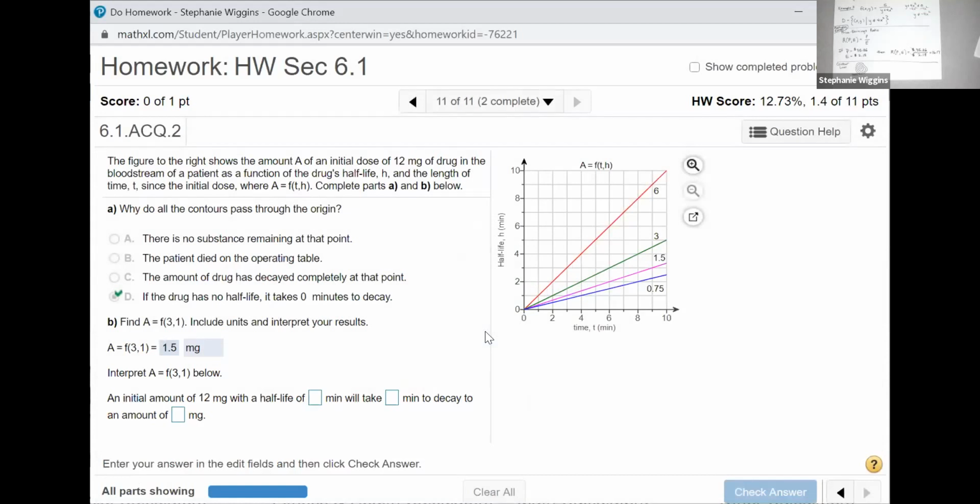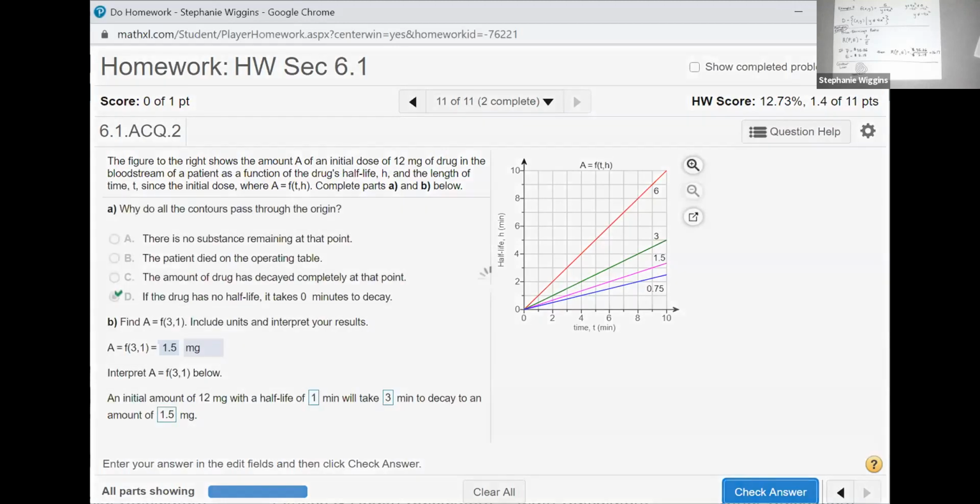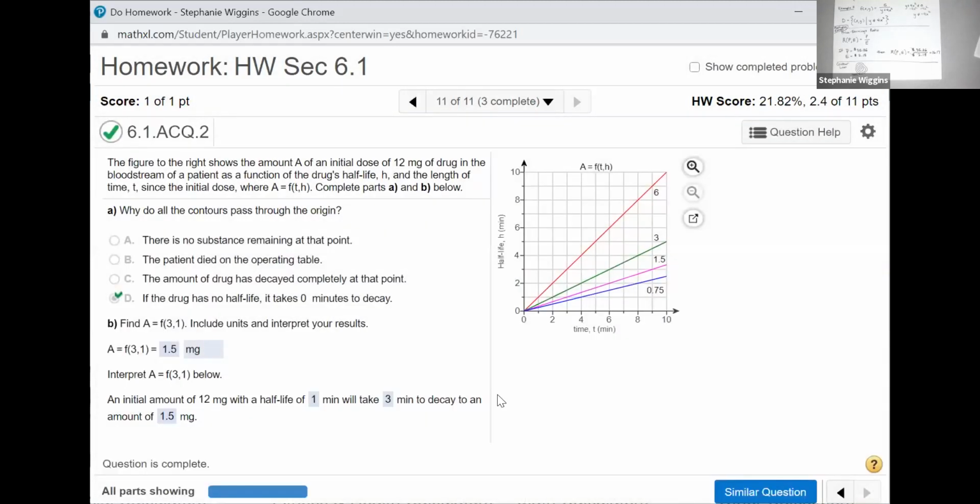And the way we interpret this is an initial amount of 12 milligrams with a half-life of, it's given to us, the half-life is 1 minute, right? And the time is 3 minutes. And remember, on our contour line, it was 1.5 was our output for that. Okay, so that's how you do those problems with those contour lines.